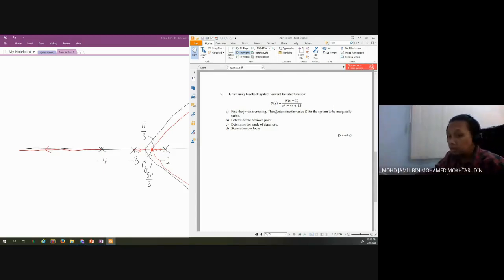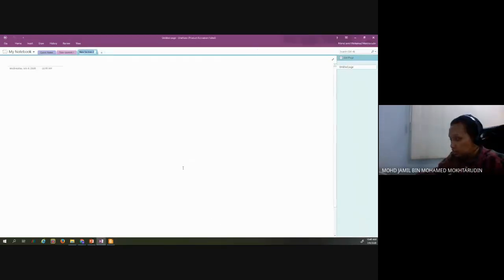Okay, so for second question, given a unity feedback system, first find the JW axis crossing and then the K value for marginally stable system. Then determine the breaking point, determine the angle of departure, and sketch the root locus. Okay, so let's look at how to answer this.